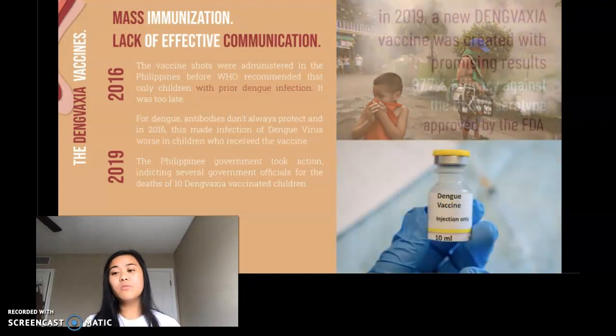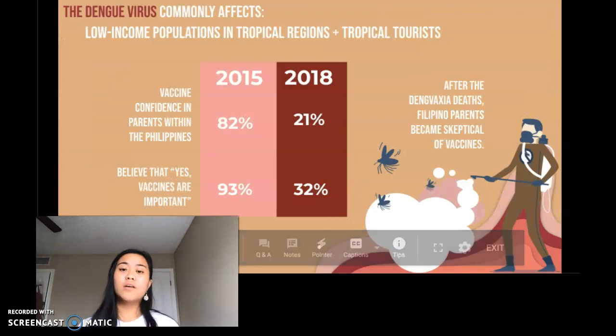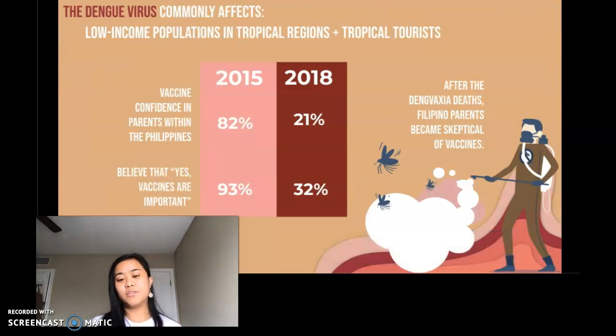But luckily now, we actually have a 2019 new dengue vaccine, which was created with promising results, specifically 97.7% efficacy within the second serotype of the dengue virus, and it is approved by the FDA. Unfortunately, however, the wrongs of the past are still seared into the minds of the Philippine community, specifically those that are parents who lost their children.